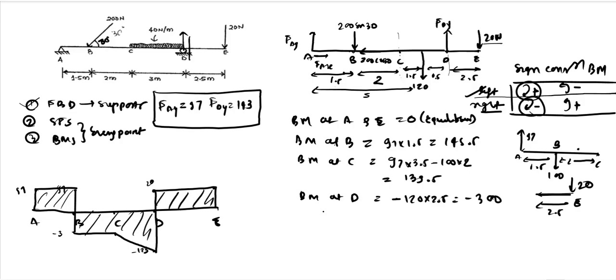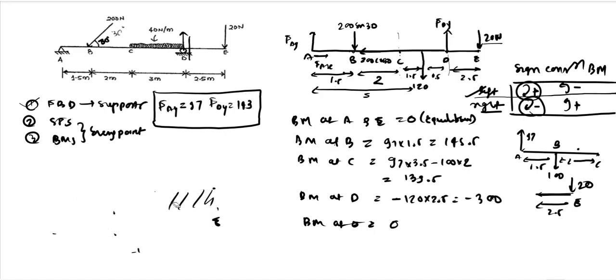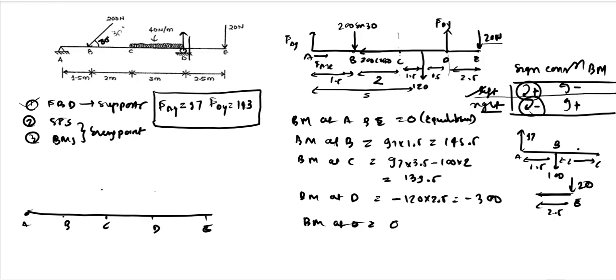And at E, so bending moment at E, we have 0, which we have already calculated. So now we have calculated the bending moment at every point. Let us try to make the bending moment diagram. We have this point A, point B, point C, point D, point E.